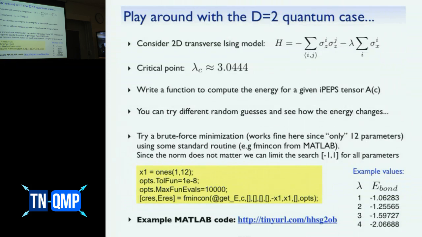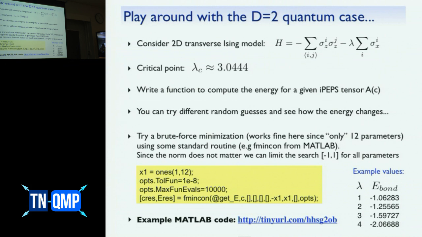Okay, so this you can also download here and look into it and play around with it. So that's, I think, a fun thing to do. And then in the end, you see that a 2D tensor network code doesn't mean that it must be huge. So you can do simple calculations already in a few lines, and that's an interesting thing. Okay, so I think so.